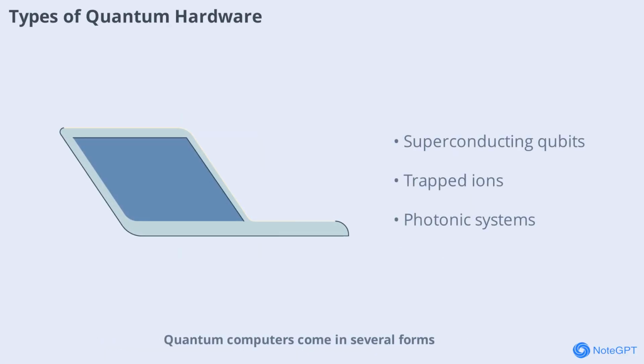Quantum computers come in several forms, each with unique strengths and weaknesses. Superconducting qubits, trapped ions, and photonic systems are among the most popular. Each technology requires different engineering solutions and offers different performance characteristics. Researchers are constantly evaluating which approach will lead to the most scalable and reliable quantum computers.